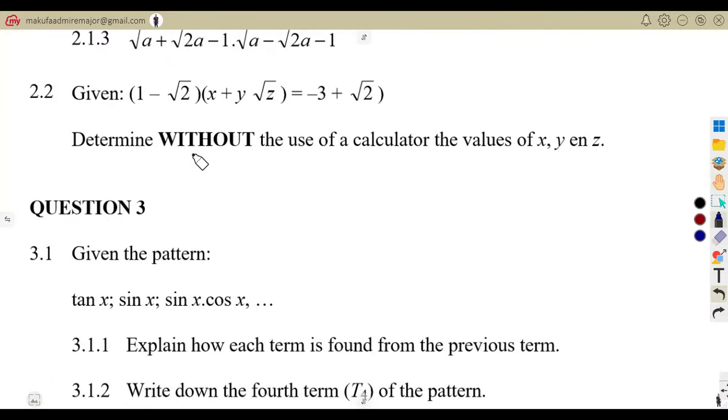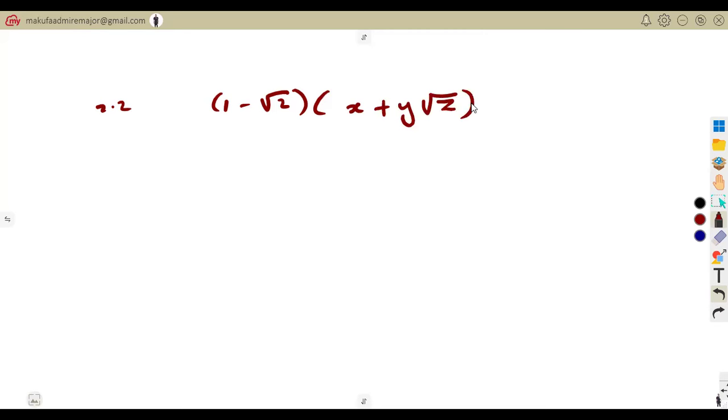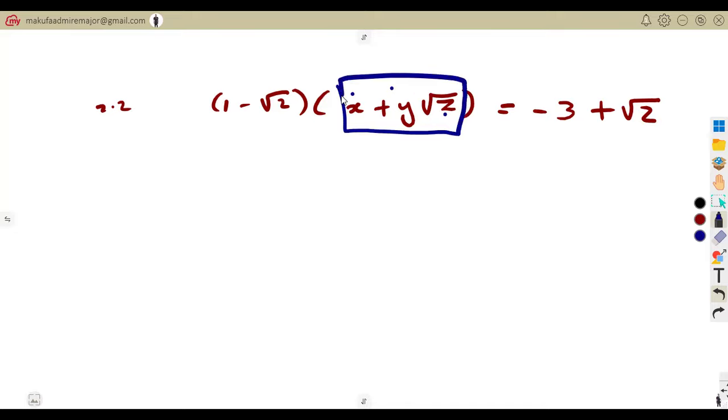Another question was given, and it says determine without the use of a calculator the values of x, y, and z from this equation. So as you can see, guys, surds can form equations. All right, so it was given as 1 minus the square root of 2, into the bracket of x plus y square root of z, equals minus 3 plus the square root of 2. And you need to calculate the values of x, y, and z, as you can see, guys.